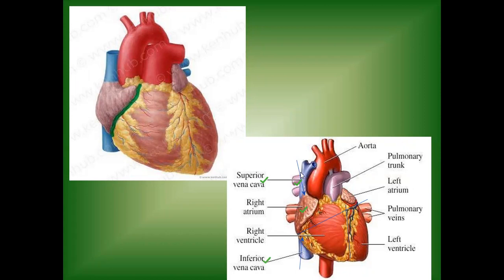Superior vena cava collects blood from above the heart, from the upper part of the body. And inferior vena cava collects blood from the body parts below the heart, from the lower part of the body. Both vena cava collect impure blood. Oxygen is already finished. Therefore, carbon dioxide is more. Oxygen is less there. And that blood is called impure blood. And that impure blood is collected in the right auricle.